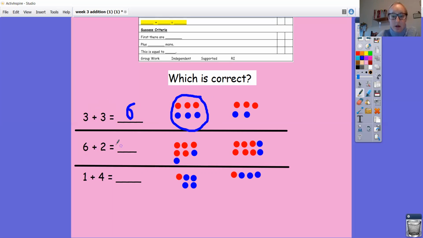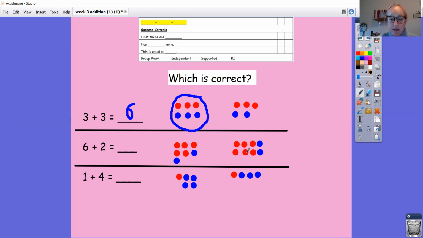Let's have a look at this one underneath them. So now first there are 6 plus 2 more, and this is equal to, right, so we need to find one that's got 6. So let's check. 1, 2, 3, 4, 5. Neither of my parts here are 5, so I'm already thinking that this might not be correct. Check this one. 1, 2, 3, 4, 5, 6.